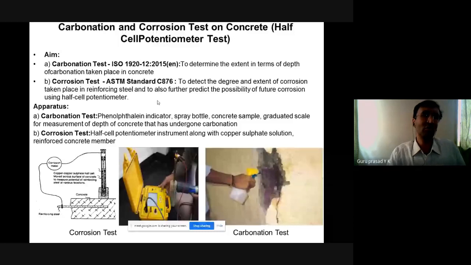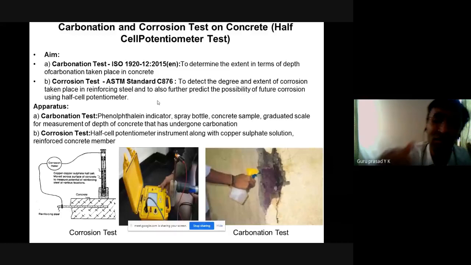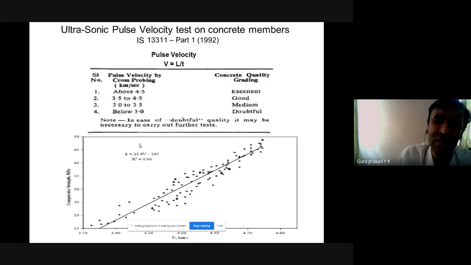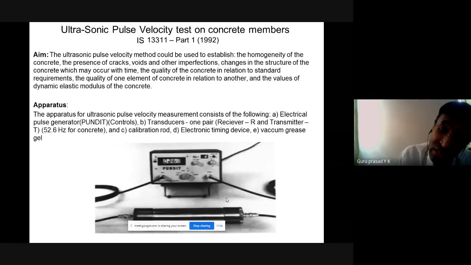So the next part is the corrosion meter, also called the half-cell potentiometer. And one more thing I wanted to tell all of you. In ultrasonic pulse velocity testing, these transducers have a piezoelectric crystal inside them. When you're using it in your laboratories or in the field, that is the most important aspect through which you are going to get your readings. It depends on that. So if you're going to drop it and all that.